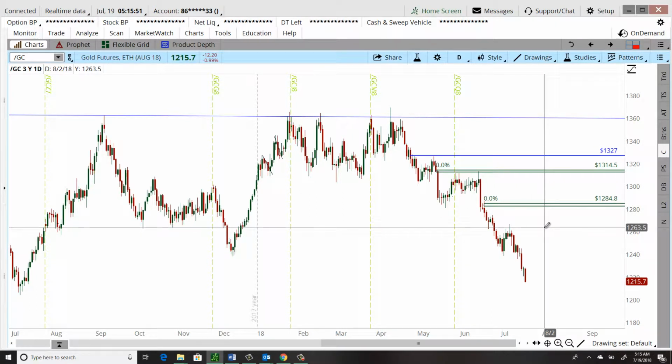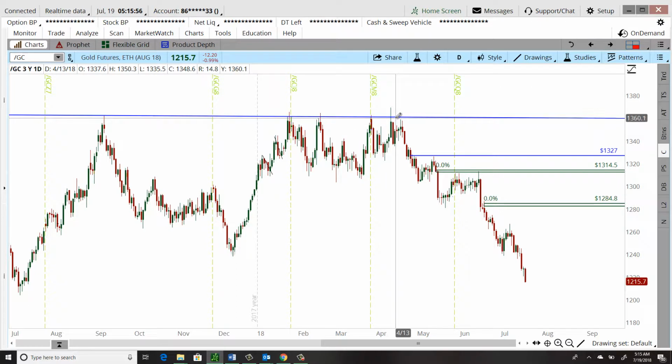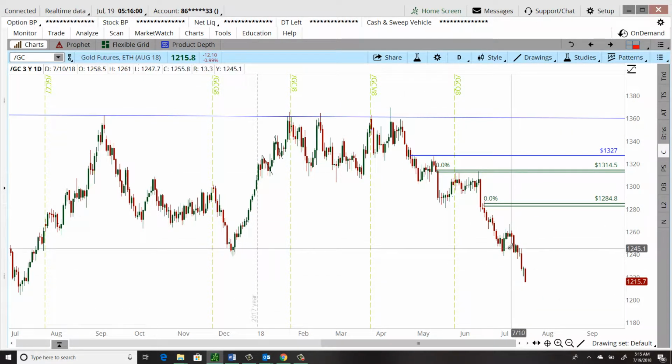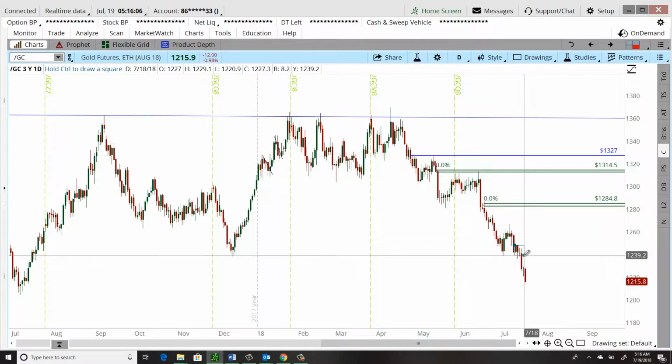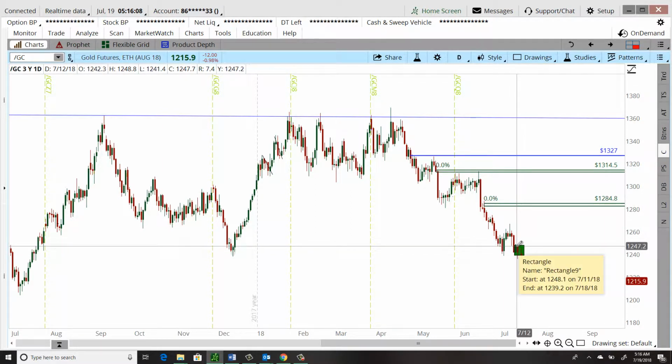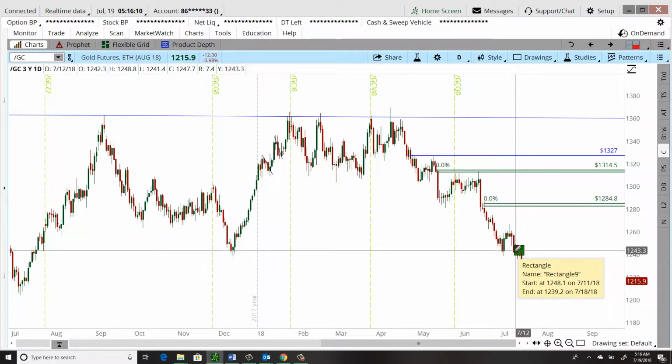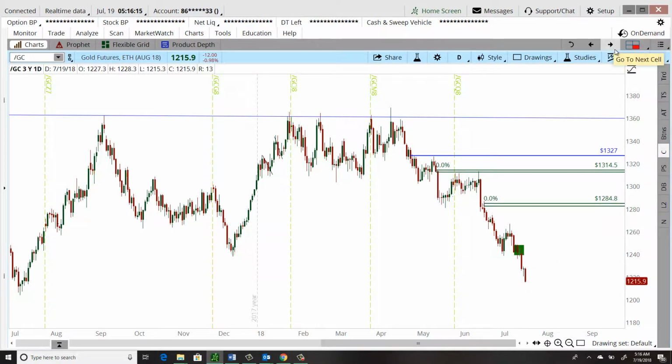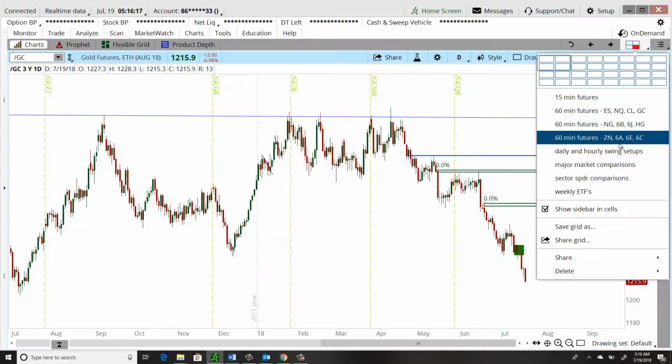Gold's dropped over $145 an ounce here in the last few months. Really, really, really strong drop. I love this area up here. This is a daily time period. If we do get a multi-day rally, this area up here becomes a really nice short entry going forward. Now, this is daily, so just keep that in mind as well.